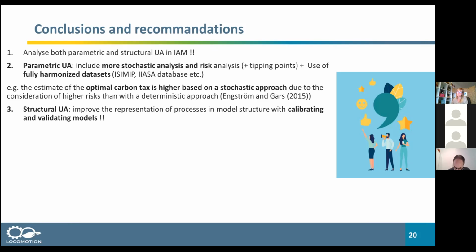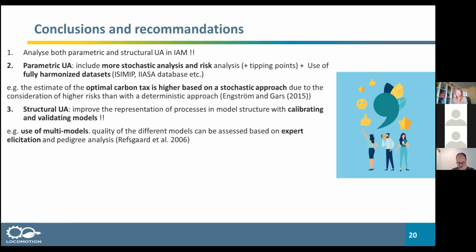In terms of structural uncertainty analysis, they can improve the representation of the processes in the model structure by calibrating and validating the model. So this step is really important, that we are able to represent the processes before we can do any projections. This is the fundamental step for structural uncertainty analysis. And of course, after that, we can compare with other models and other processes once our process is well represented.